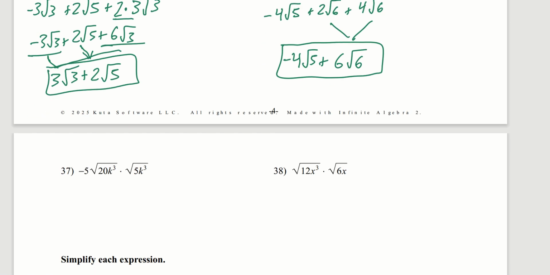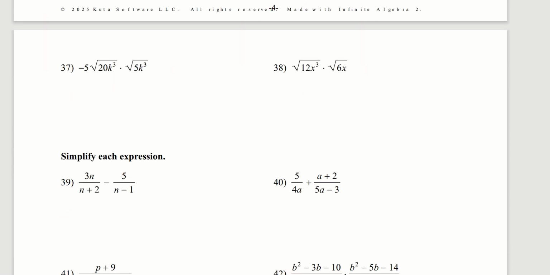All right, a few more and then we'll be good for today here. 37, I have these things being multiplied. The nice part about multiplication is that you do not have to have the bases be the same, so you just multiply everything that's under the radicals. So 5 times 20 would give me 100. K to the third times k to the third would give me k to the 6th, because you actually just end up adding all those things together. And then we have a negative 5 on the front.